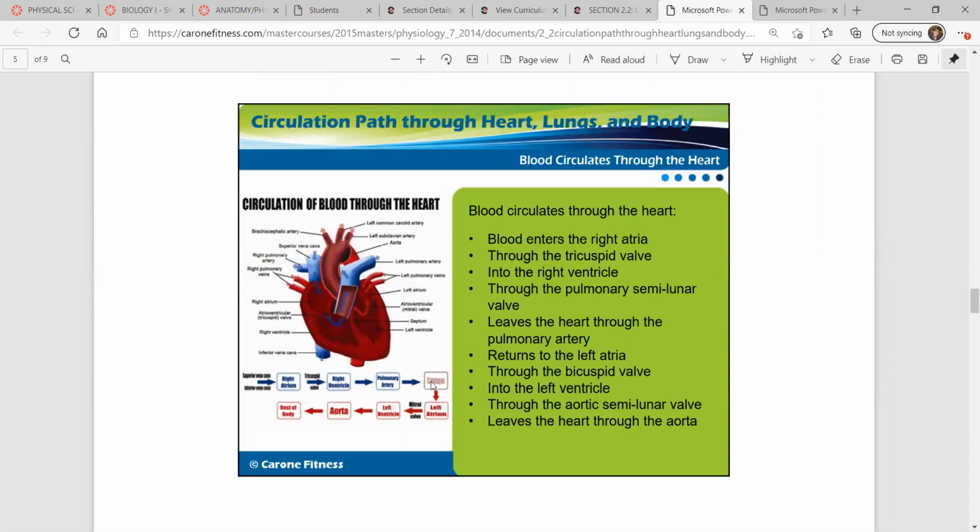Blood circulates through the heart. Blood enters the right atria, and it goes through the tricuspid valve into the right ventricle, through the pulmonary semilunar valve, leaves the heart through the pulmonary artery, goes to the lungs, gets oxygenated, returns to the left atria, goes through the bicuspid valve into the left ventricle, through the aortic semilunar valve, and then it leaves the heart altogether through the aorta, and it travels all throughout your body.